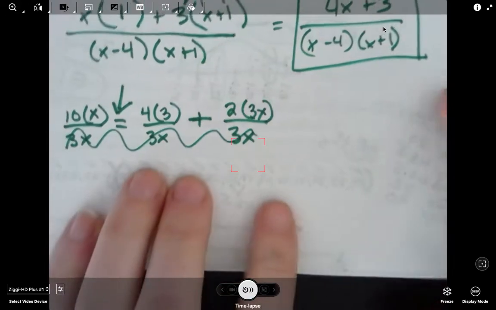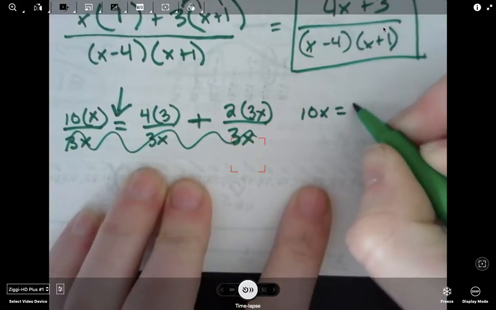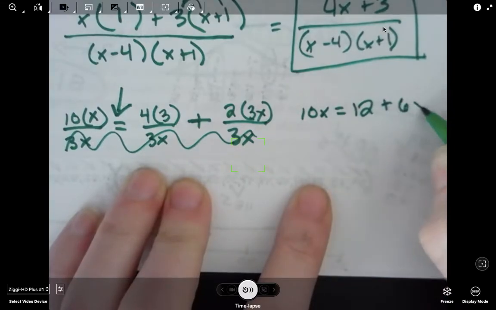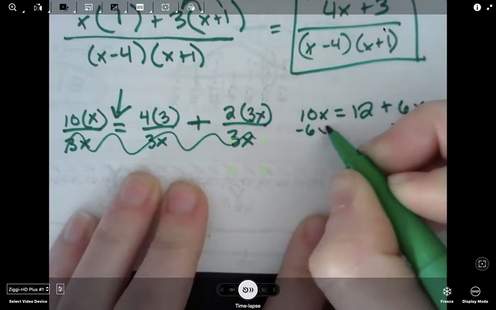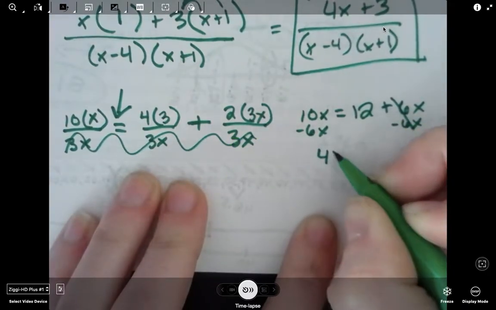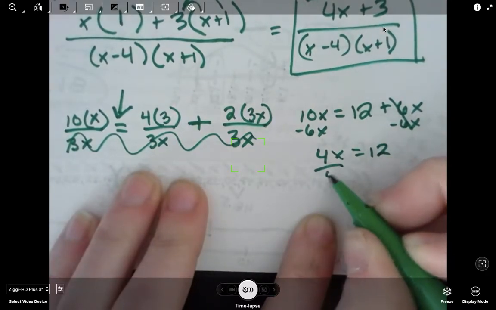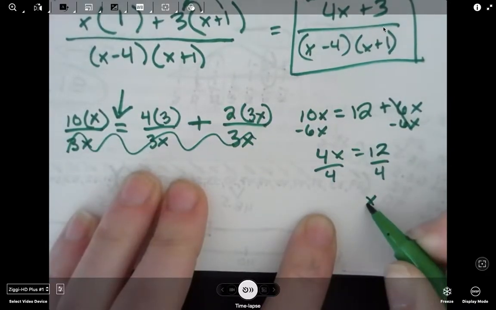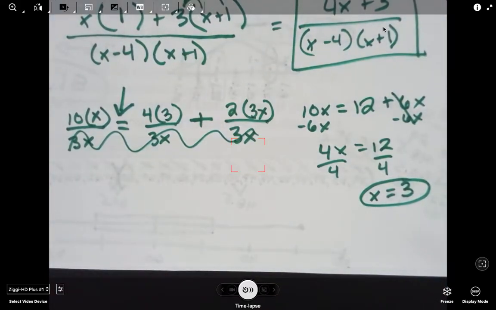Okay, so the top: 10x equals 12 plus 6x. Subtract 6x. You guys are way too fast. 4x equals 12. Divide by 4. x equals... Are we going too fast? No, keep going. Wait a minute, just not writing fast enough.